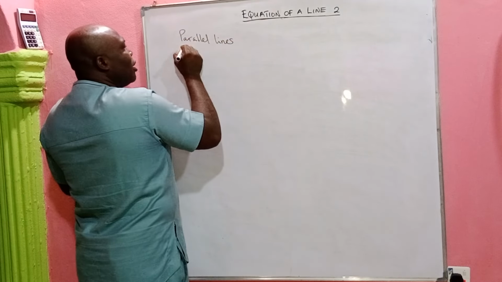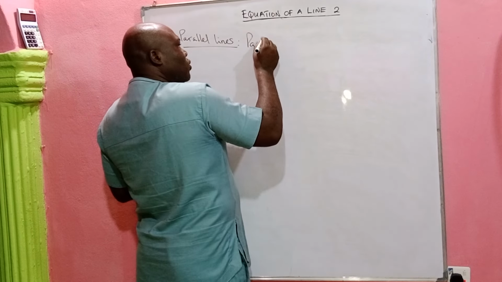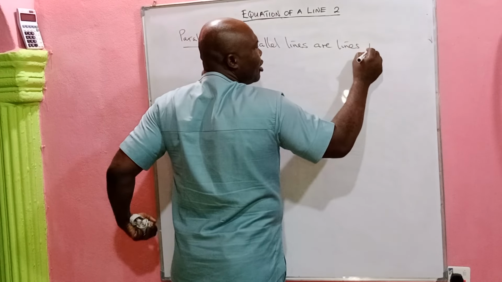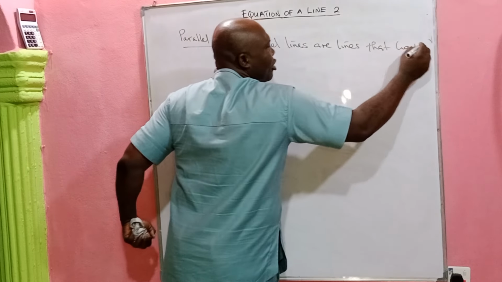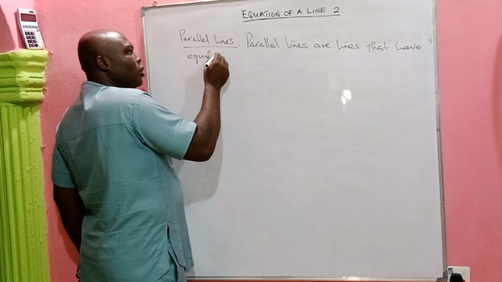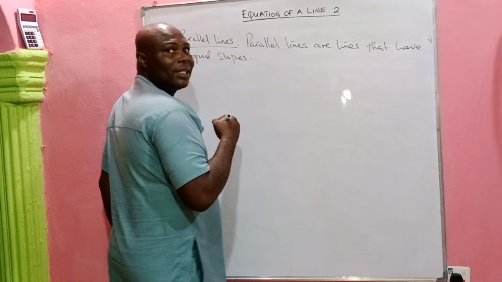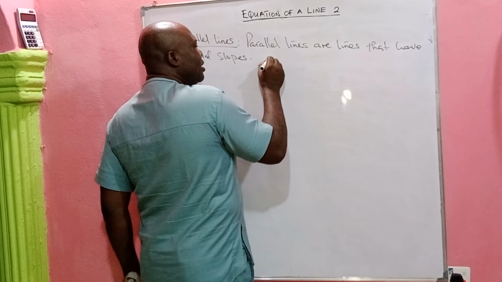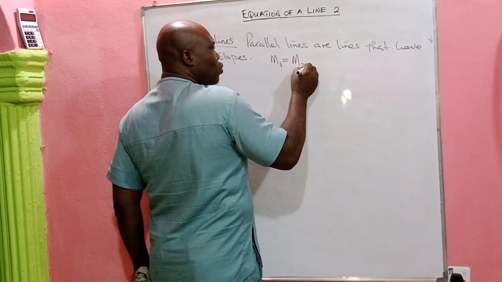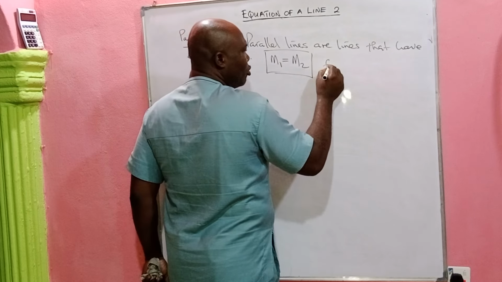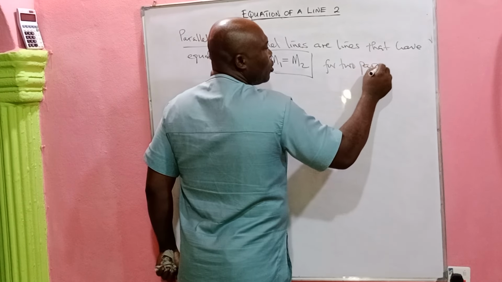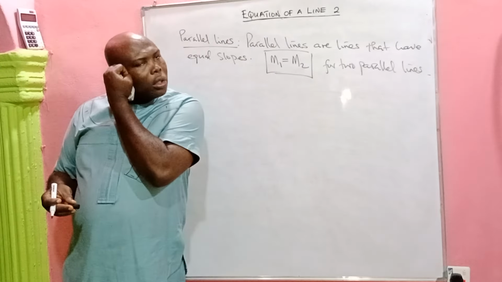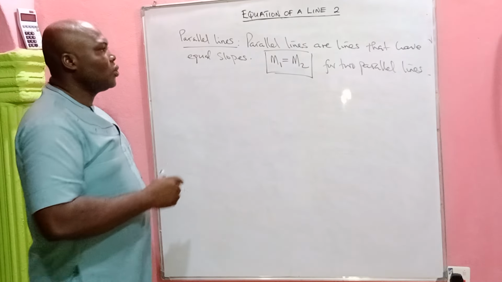Now you have to note that parallel lines are lines that have equal slopes. Please take note of that. So parallel lines are lines that have equal slopes. So if two lines are said to be parallel, it means that m1 must be equal to m2 for two parallel lines. All right. So if two lines are parallel, their slopes are equal. So it means that the slope of one is unaffected by the slope of the other. The two slopes are the same.